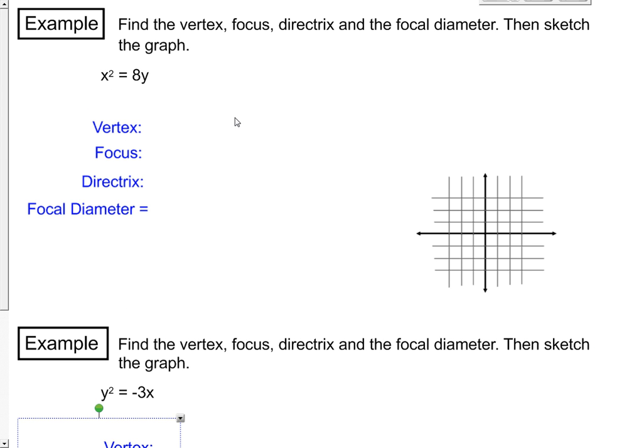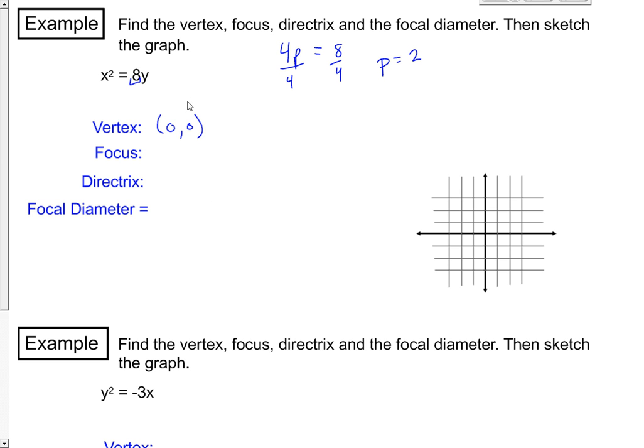For this example, we want to find the vertex, focus, directrix, and the focal diameter, and then sketch the graph. Okay, so what I'm looking at is this 8 right there. As I said, that number 8 is my 4p value. So I'm going to take 4p equals 8, and solve for p by dividing by 4, and I get p equals 2. I have nothing added or subtracted to my x and y, so my vertex is (0, 0).